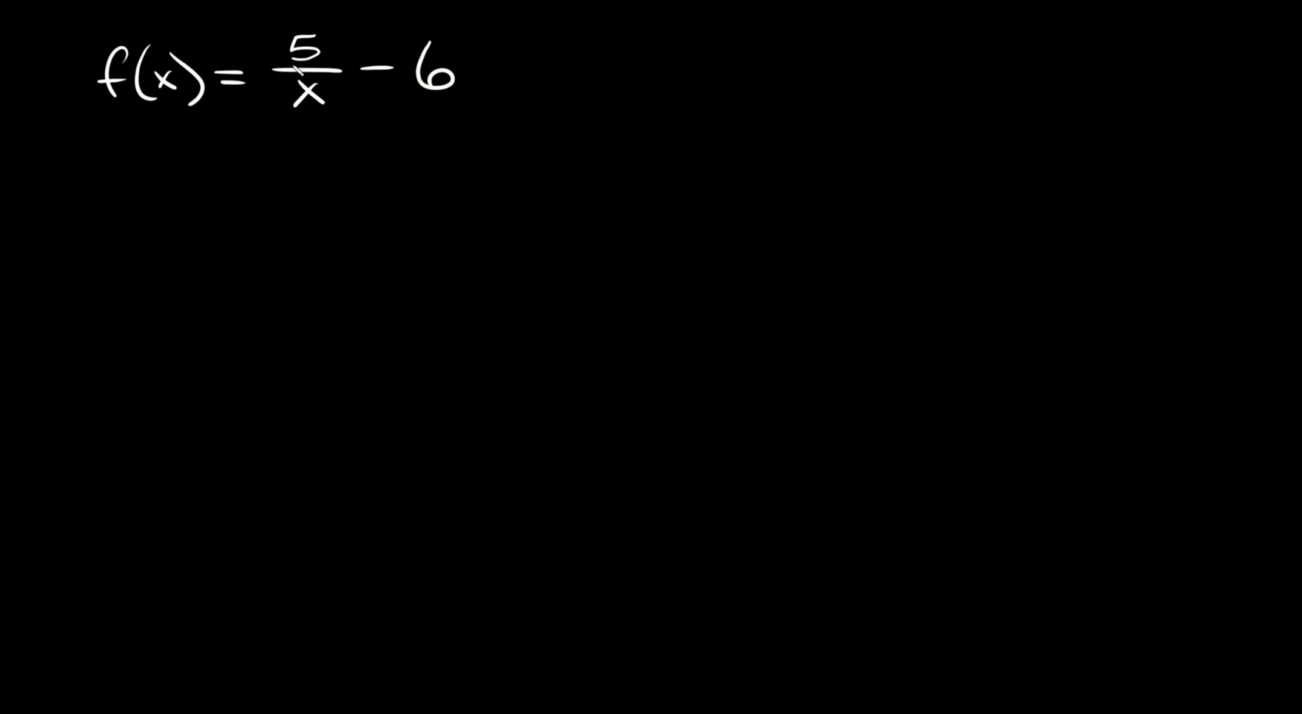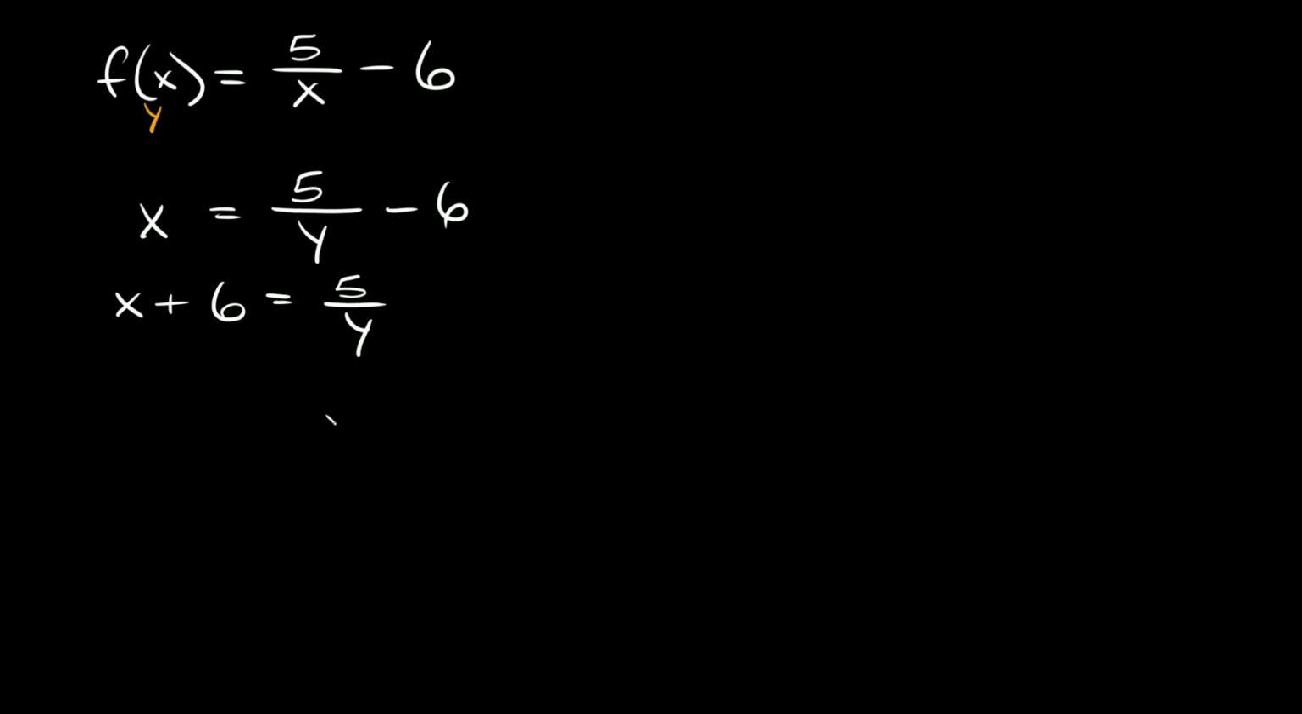So we have f of x is equal to 5 over x minus 6. So again, we want to replace f of x just with y, right? And then we're going to flip the y and the x. So we're going to write this as x is equal to 5 over y minus 6. Now, to solve for y, let's first get rid of this minus 6 by adding 6 to both sides. So we're going to get x plus 6 is equal to 5 over y.